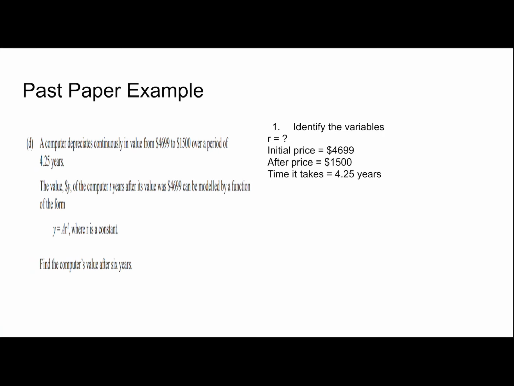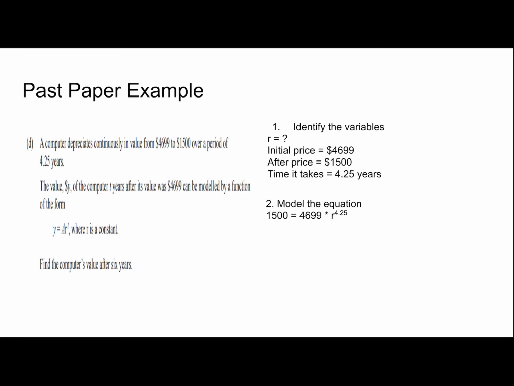Alright, so once again, step 1, identify the values. We have our initial price, which is our starting value, $4,699. It depreciates, so it decreases to $1,500, and we also have the time it takes. So this time we're trying to find our R value. So we have our time it takes is 4.25 years.